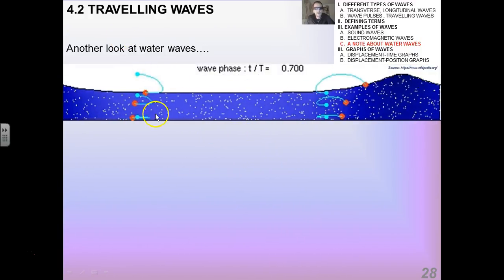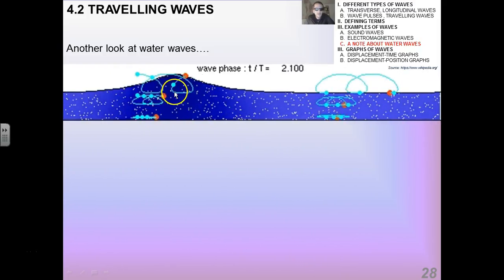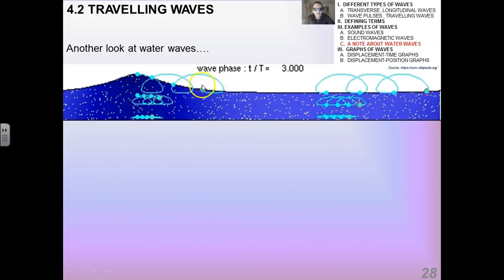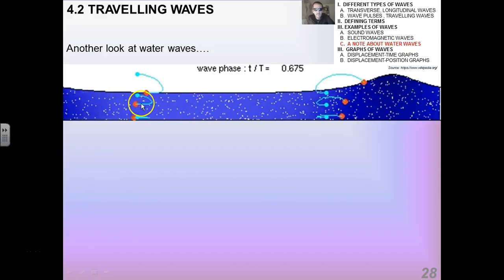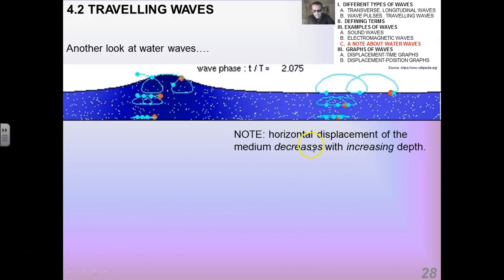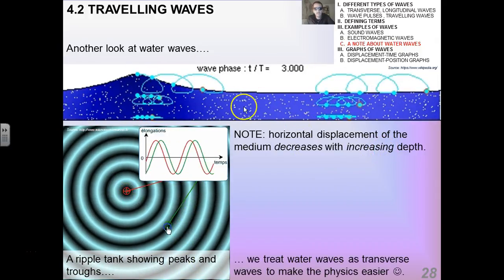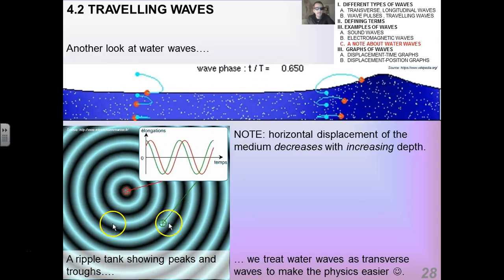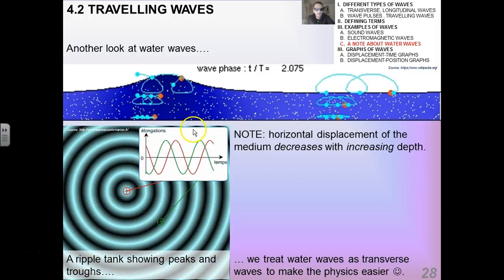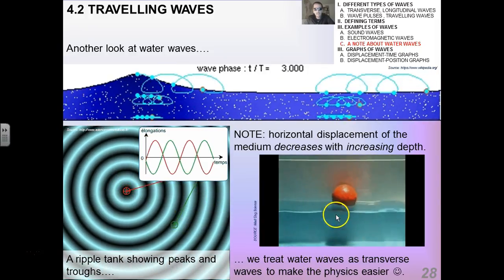All right, another look at water waves. This is a great little GIF that shows you the rotational motion of a couple of points on the surface of water, okay? You can see a couple of things here. The horizontal displacement of the medium decreases with increasing depth, okay? This is really cool. You should spend a little bit of time looking at this GIF right here, okay? Now, this is a simulation of a ripple tank showing peaks and troughs, okay? Very cool. So again, we treat water waves as transverse waves to make the physics easier.